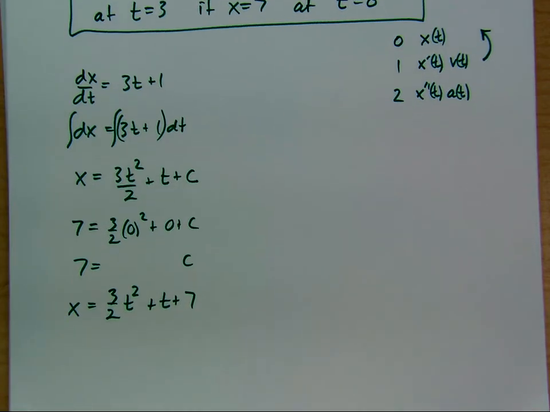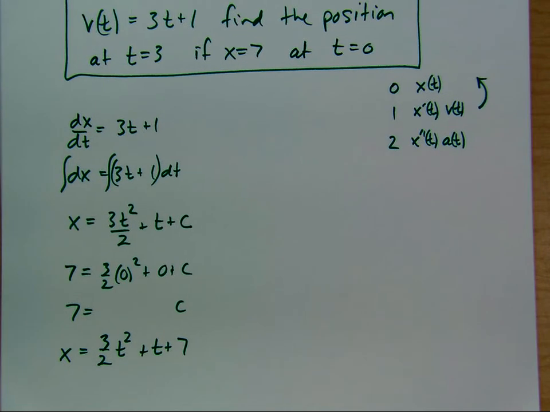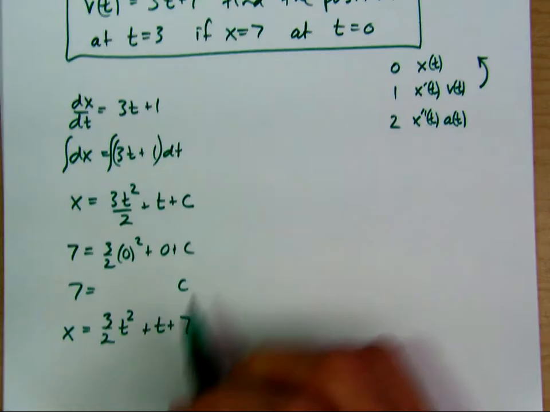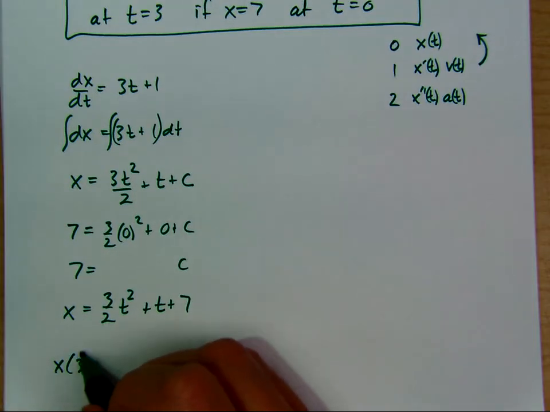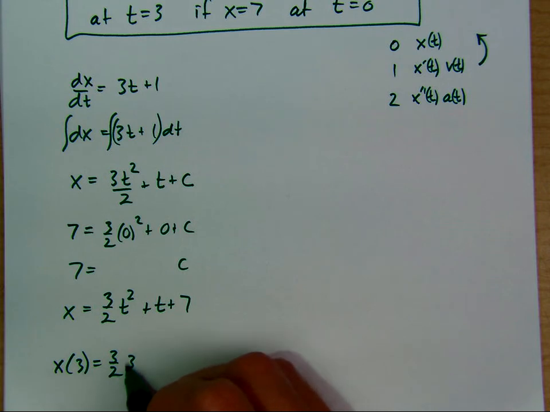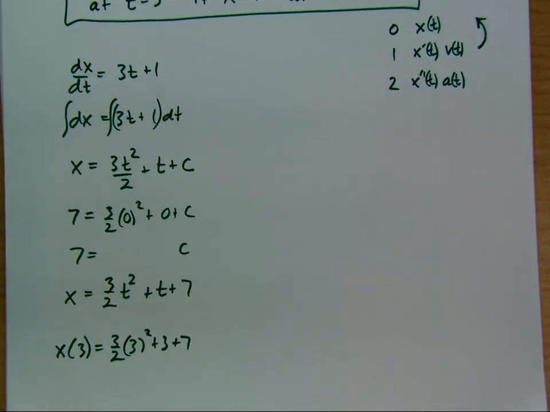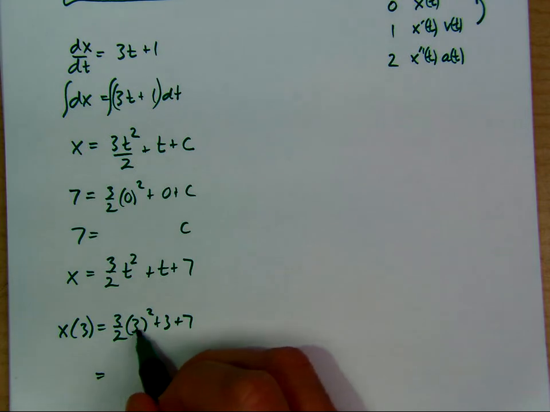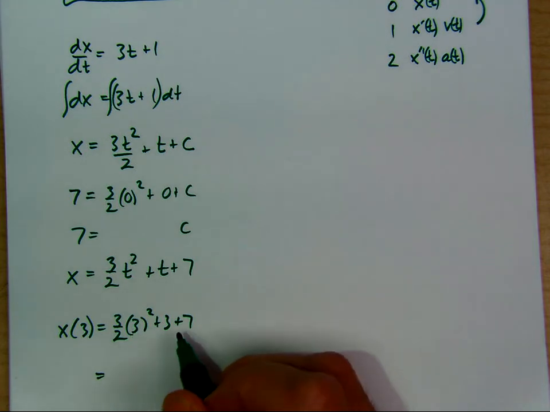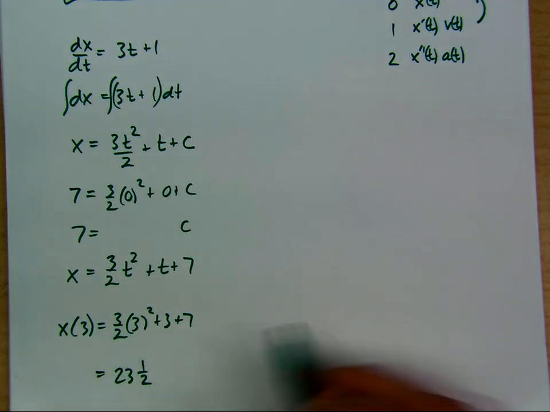And then it says find the position at t equals 3. So now we have x of 3 equals that's 27 over 2 plus 10. We have 23 and a half.